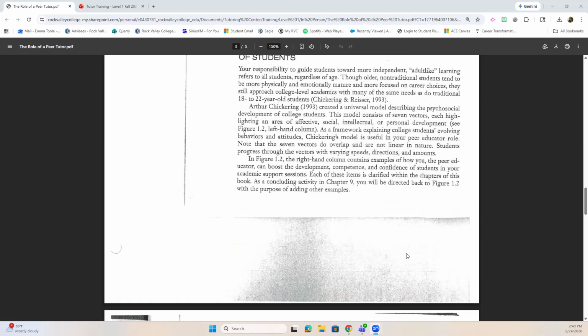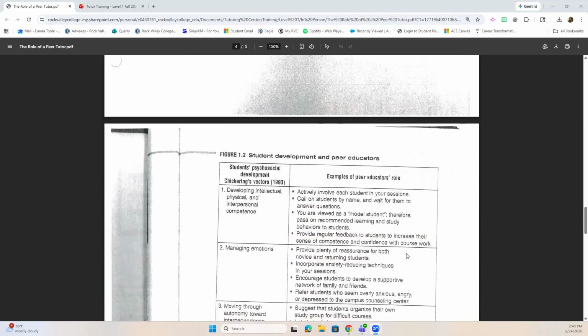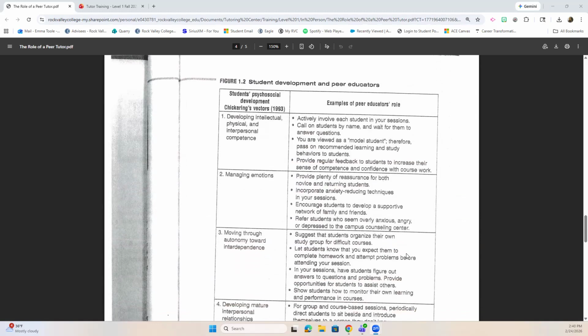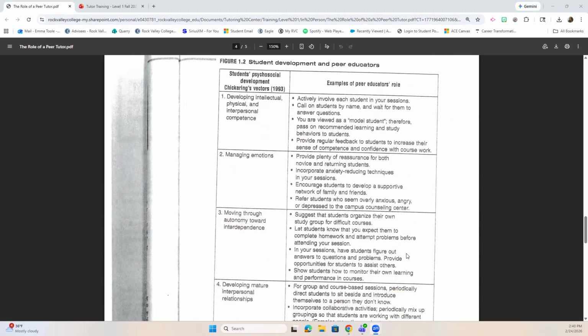As a concluding activity in Chapter 9, you will be directed back to Figure 1.2 with the purpose of adding other examples. Figure 1.2, Student Development and Peer Educators. In the left-hand column, we have students' psychosocial development, Chickering's vectors, and it gives us the categories for those. And in the right-hand column, we have examples of the peer educator's role. So category 1 says developing intellectual, physical, and interpersonal competence. And here are examples of how the peer educator can help do that.